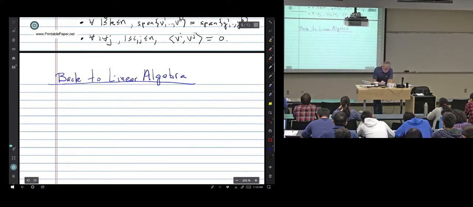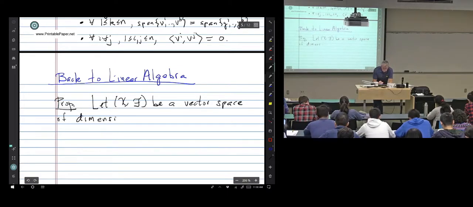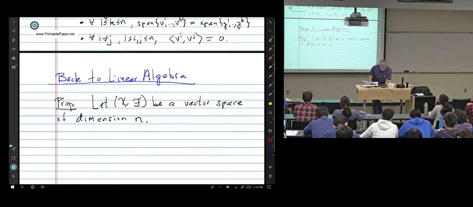And here's the first one, proposition. Let X, F be a vector space of dimension n. Okay, no inner product right now. This is just back to linear algebra. We're not doing inner product spaces. I mean, it's true in an inner product space because then you have a vector space, but this is true more broadly.